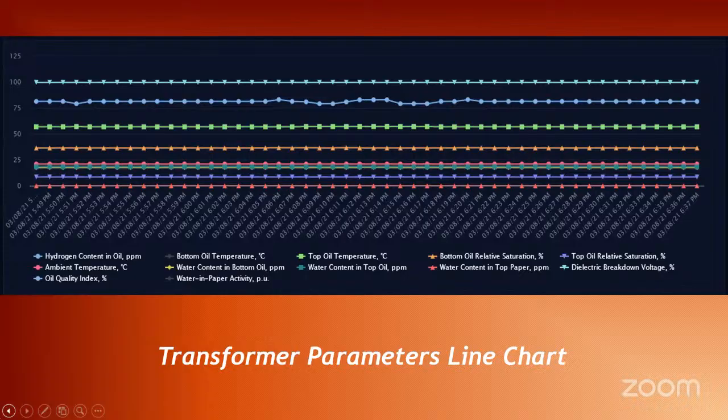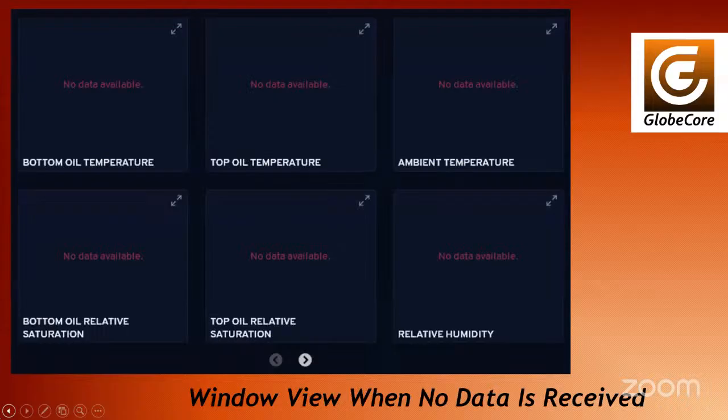For clarity, the system uses 3 colors. Green values are normal, yellow values are out of range but not critical, attention needed, and red values are critical, urgent action required. If a transformer does not send data for more than 10 minutes, the indicator shows no data available. When the data starts coming again, the indicators return automatically.